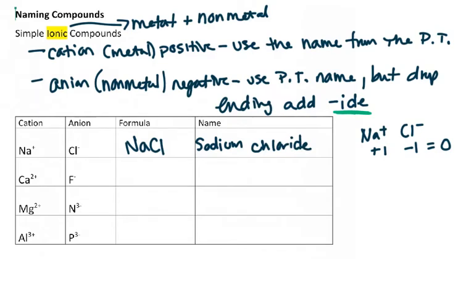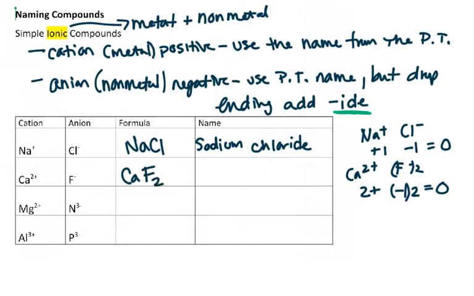Next, we have calcium, which is 2+, so that means I have a +2 down here, and I have fluorine, which is 1-, which means I have a -1. I need that to equal 0. Since it doesn't, I'm going to multiply this -1 by 2. Now it equals 0. So that means I had to multiply the fluorine by 2. That means when I write the formula, I have 1 calcium and I have 2 fluorine. So I'm going to write that 2 as a subscript.